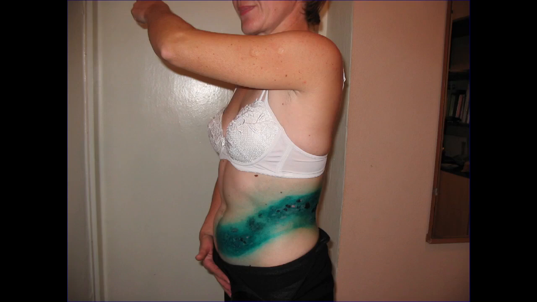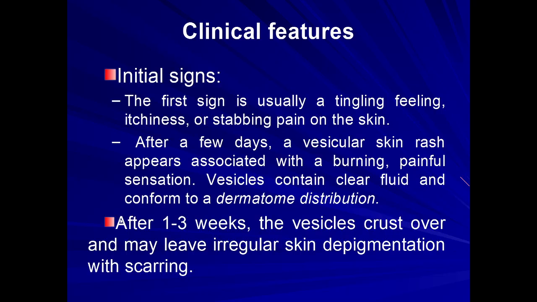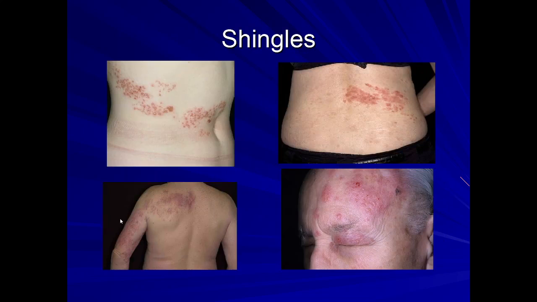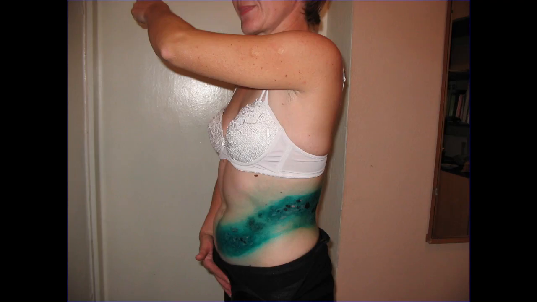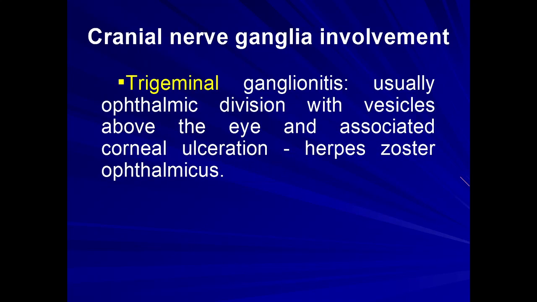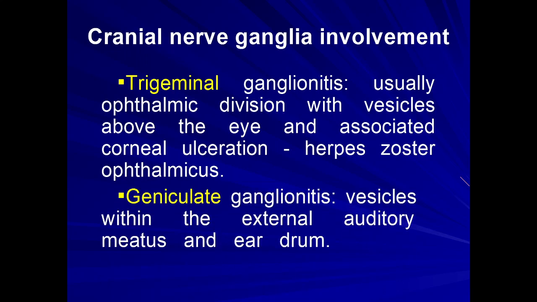Here you can see how the dermatome is located with the rash, but it is, in this case, covered with the brilliant green medication. Here is how it looks on the trunk, on the extremities, or on the face. In trigeminal ganglionitis, usually the ophthalmic division is affected, with vesicles above the eye, and it may lead to corneal ulceration. Geniculate ganglionitis causes vesicles within the external auditory meatus and the eardrum.